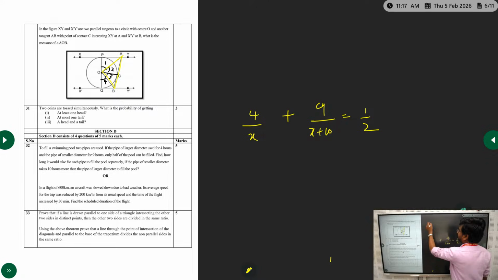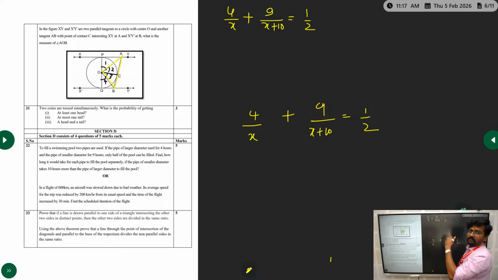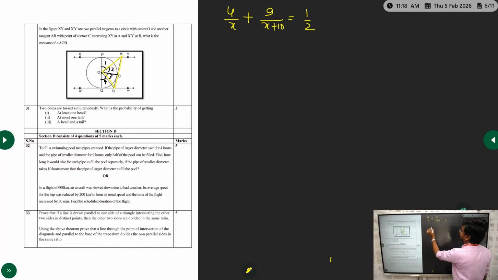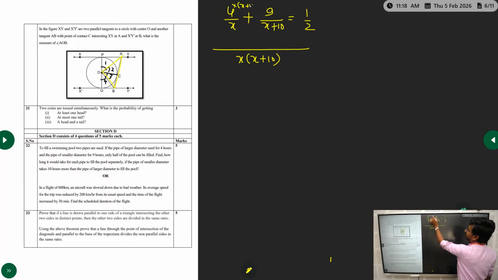I will solve this equation. 4 by x plus 9 by x plus 10 is equal to 1 by 2. These types of equations were in 8th standard, linear equation in one variable. Okay, so now first what will you do? LCM: x into x plus 10. Already x is there, what will you multiply? Already x plus 10 is there, what will you multiply? 4 into x plus 10 plus 9x equal to 1 by 2.